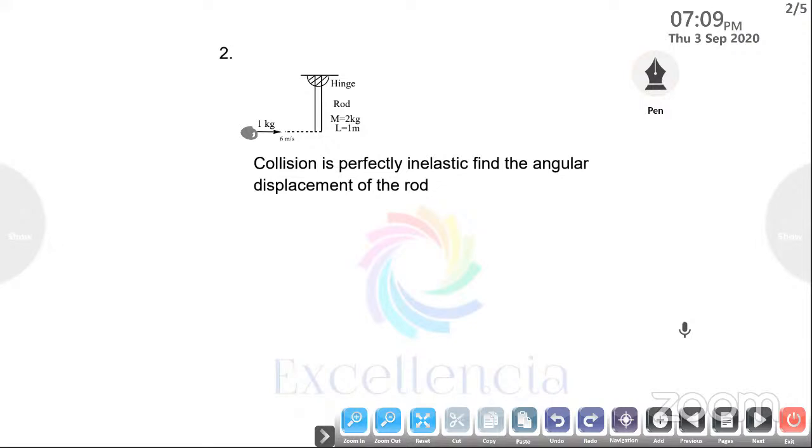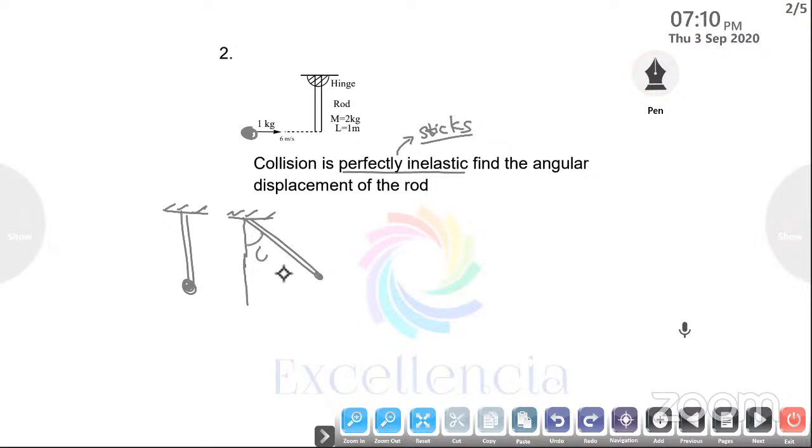It collides with the rod. Collision is perfectly inelastic. It means the object sticks to the rod. Find the angular displacement of the rod. The basic idea is, first the object sticks to the rod, and then it will tilt to some angle theta. You need to find that angle theta. That is called angular displacement.